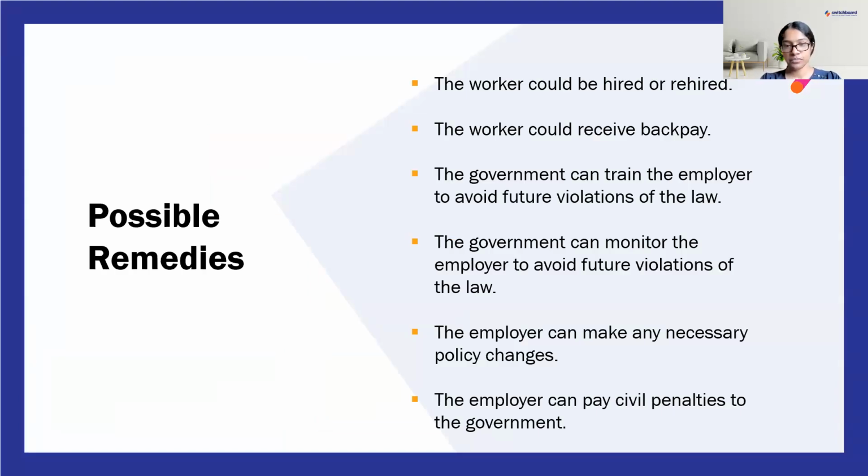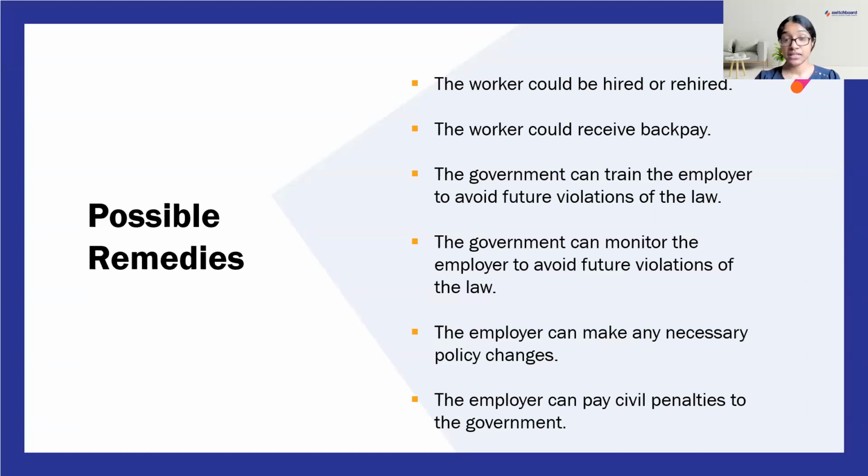So what are some of the outcomes that result from IER investigating and finding that discrimination has occurred? So IER may be able to help a worker get hired or rehired. A worker might be able to get back pay for wages that they unlawfully lost because of discrimination. The government can ask the employer to avoid future violations of the law. We can monitor the employer to help them avoid future violations of the law.